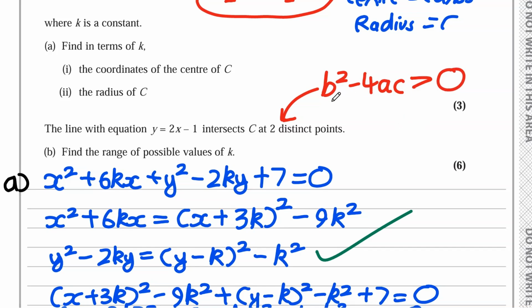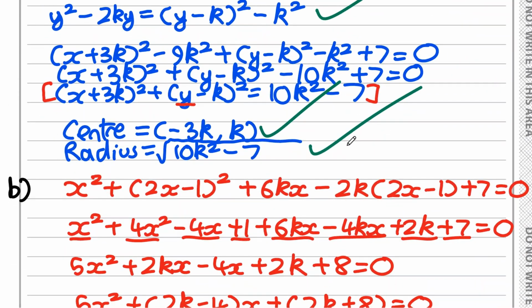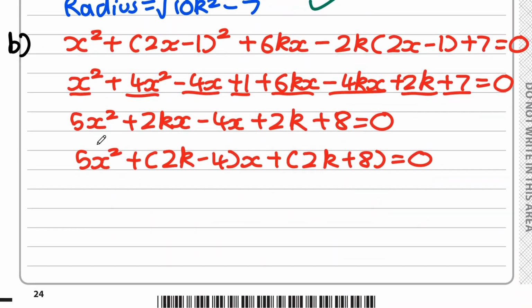Remember, it's bigger than 0 if there are two distinct points, it's equal to 0 if there's 1 point of intersection, and it's less than 0 if there are no points of intersection. But here it's bigger than 0 because there are two distinct points of intersection. So therefore what we're going to do, with 5 being A, 2k minus 4 being B, and 2k plus 8 being C, we're going to use the discriminant here.